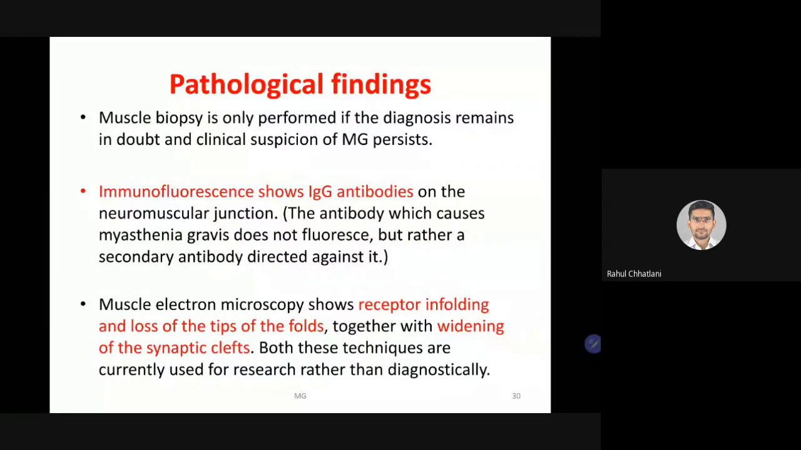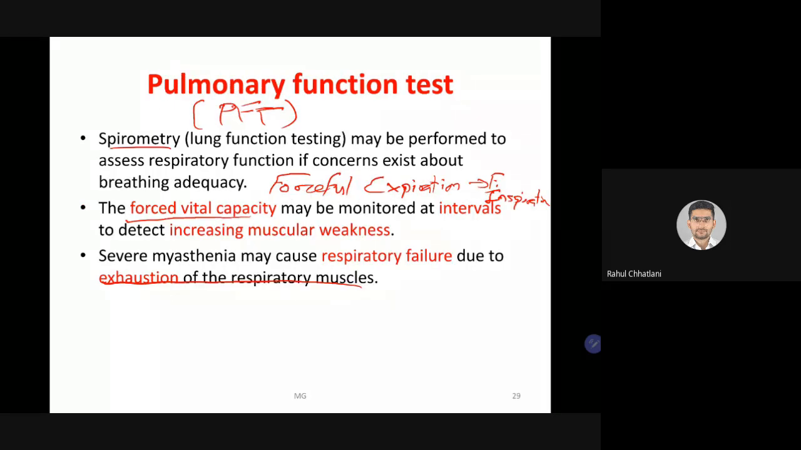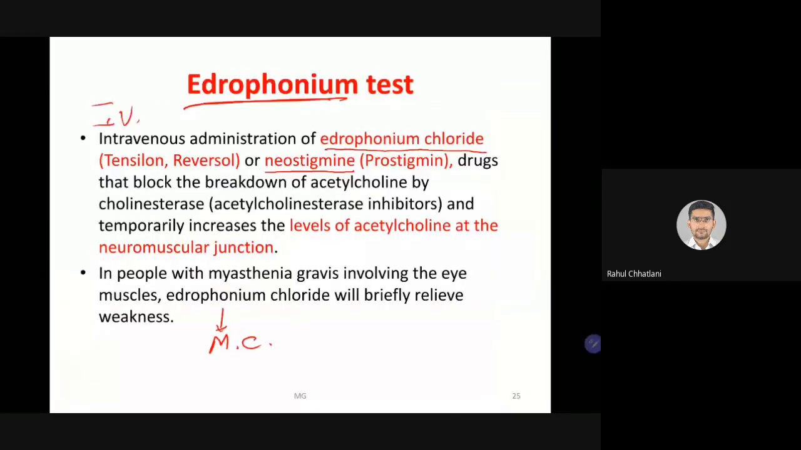Okay. We'll keep it till here, till pathological findings we'll see in the next lecture, and then also we are going to see the management. Yes, management is short for myasthenia, will not take much time for it. Yes. Okay. Any doubts in all the things we have discussed so far?